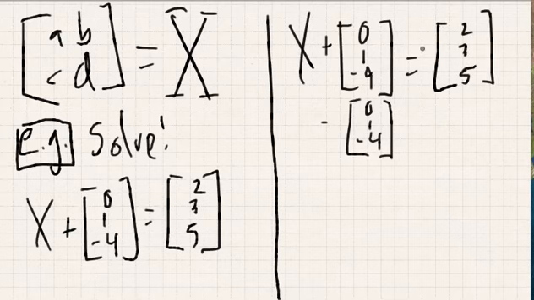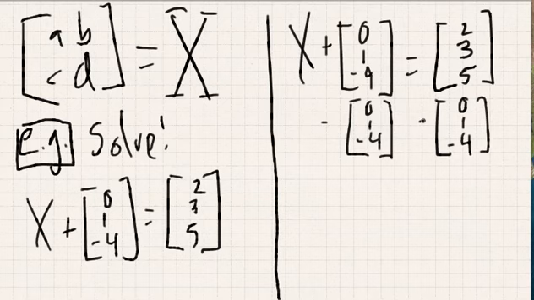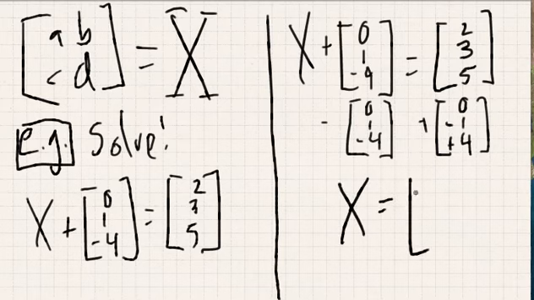And that 3 doesn't look very good. Let me rewrite that. Okay, 2, 3, 5 minus 0, 1, -4. And again, like before, I'll change this into plus, -0 is 0, -1, plus 4. So what I get is X is equal to 2 plus 0 is 2, 3 minus 1 is 2, and 5 plus 4 is 9.